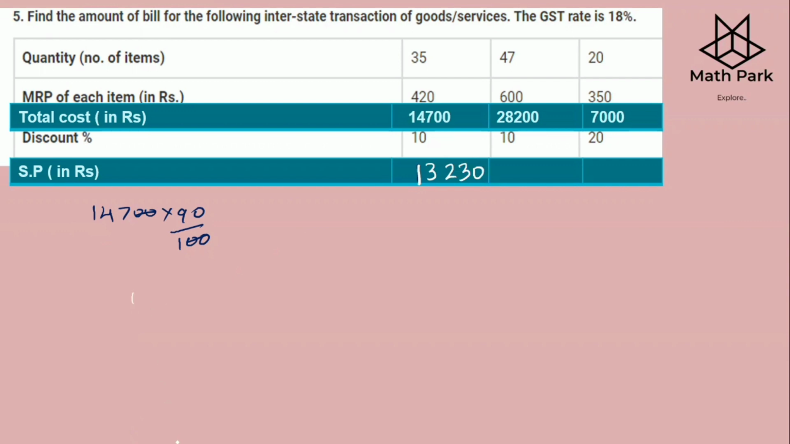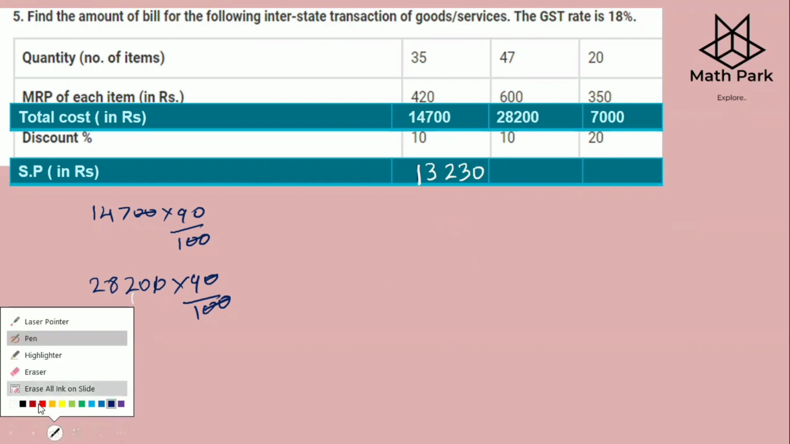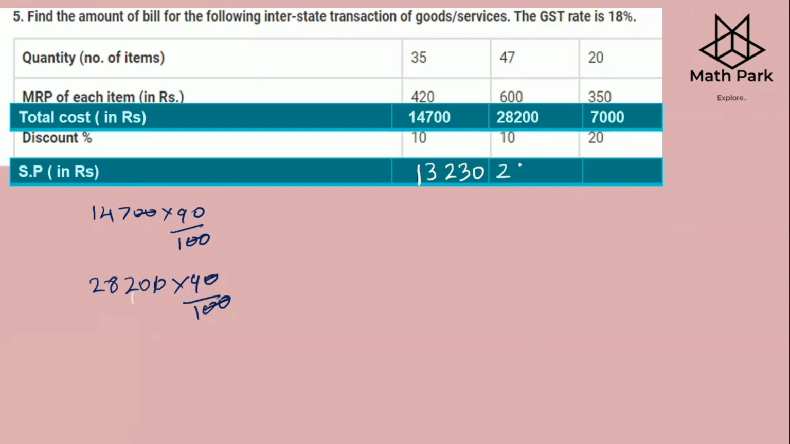Now the discount here is 10%. So again, we are going to do 28,200 multiplied by 90 by 100. So let us simplify this. So we get 2820 multiplying by 9. 2820 you multiply by 9, you get 25,380 is the cost.